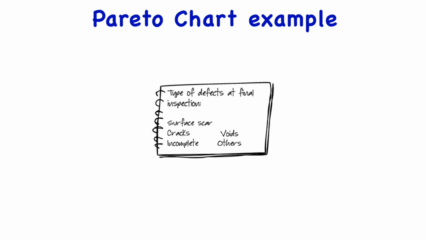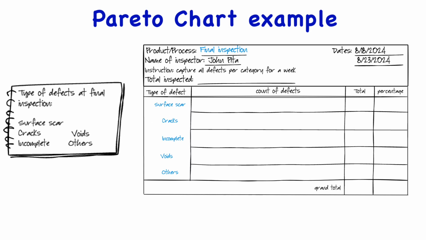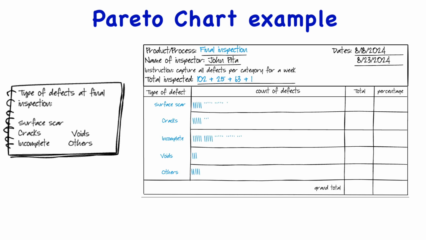We will create a Pareto chart for the types of defects occurring at a final inspection from a welding process. For the first step of collecting data, my recommendation is to use a check sheet. If you're not familiar with this tool, check the link that I shared in the description of the video. Start by identifying the problem or process that you want to analyze. Define meaningful categorizations or groups. In the example, the categorization is done by type of defects. Gather data related to the issues.